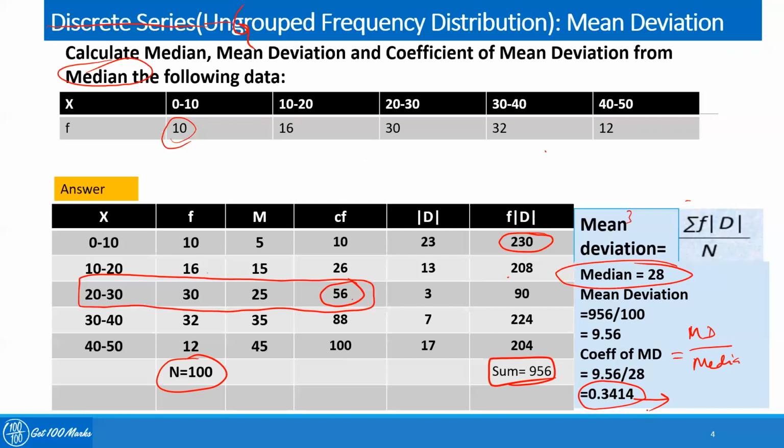So now you have seen how to calculate mean deviation either from mean or from median using the value of group frequency distribution. In my next video, I will be discussing the most important type of measure of dispersion, which is standard deviation.